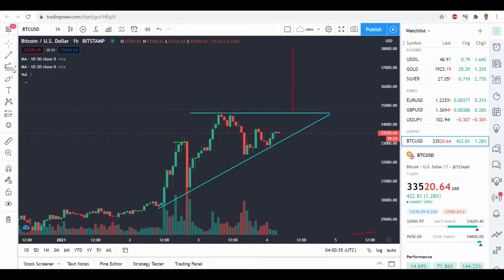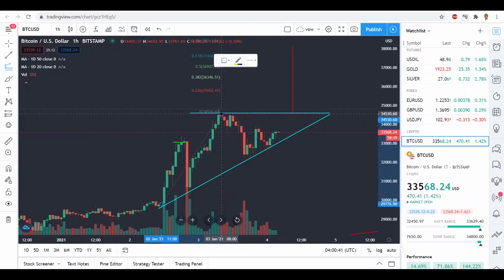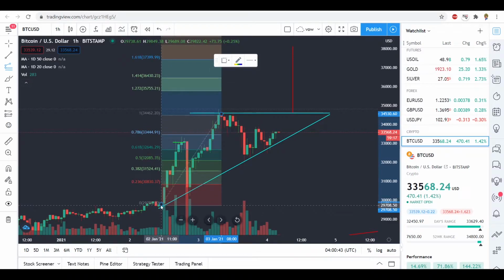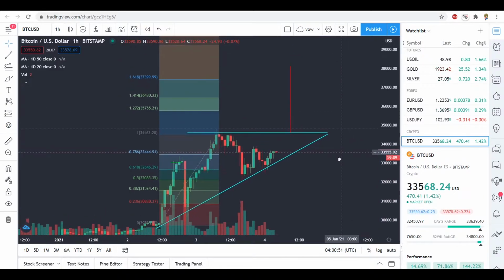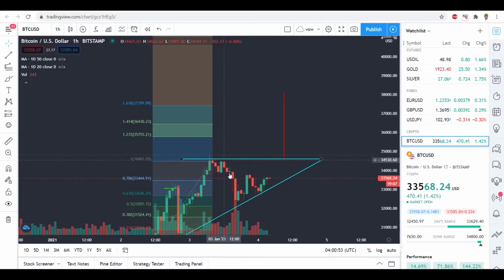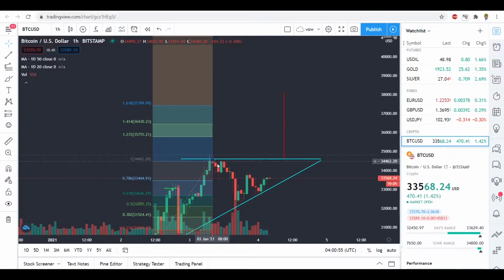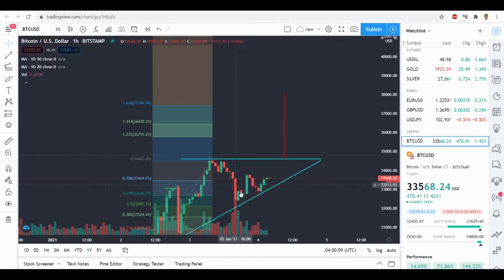So I had some issues with my fib levels. They had reset it, but we pull it from here to here and then back down. So then we get our fib extension levels for the breakout of this triangle. You can also use it in a different way by dragging it up here and dragging it down here to kind of get your fib levels from the retracement.